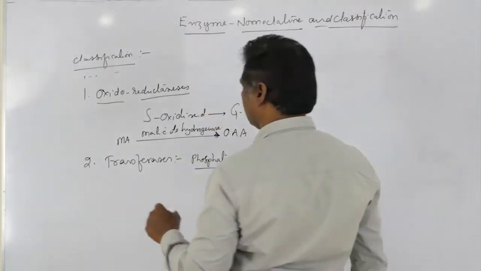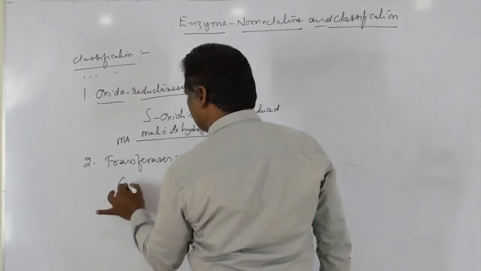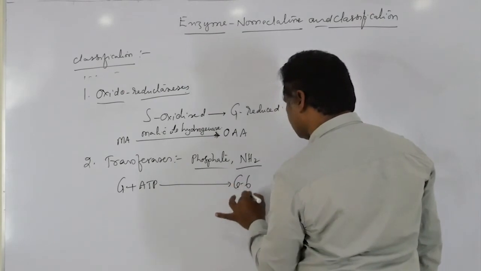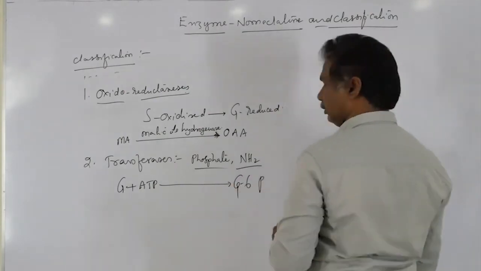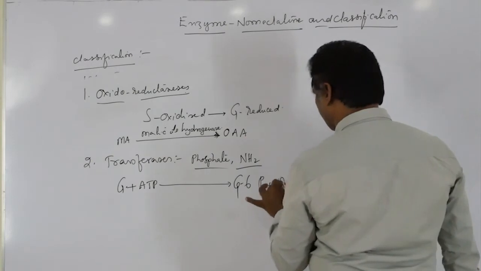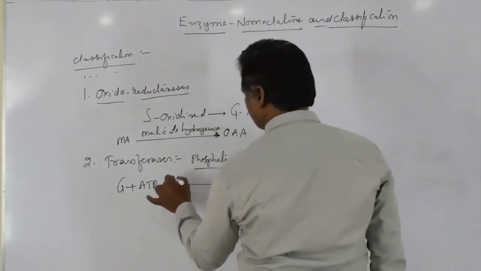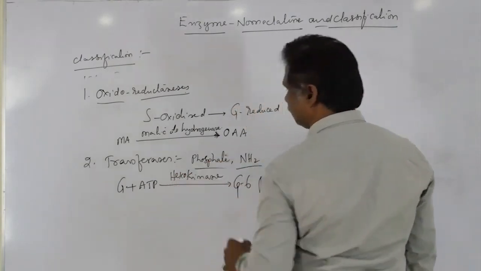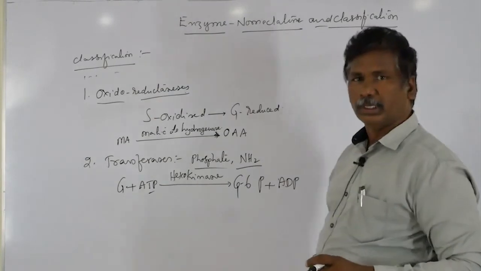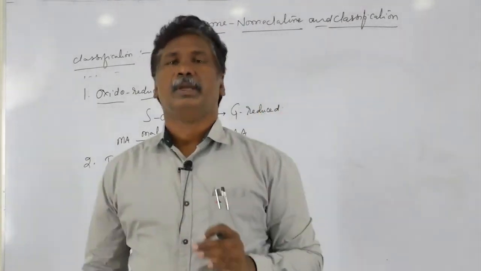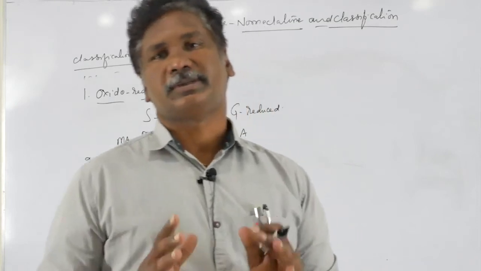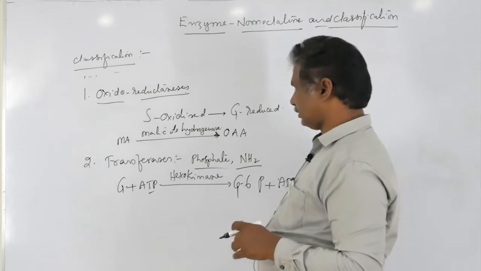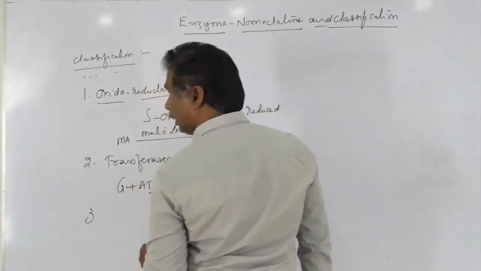For example, the first step in glycolysis: glucose combines with ATP to form glucose 6 phosphate and ADP in the presence of the enzyme hexokinase. Here, phosphate is transferred from ATP to glucose, hence the product is glucose 6 phosphate. That is a transferase. And the third one, hydrolases.